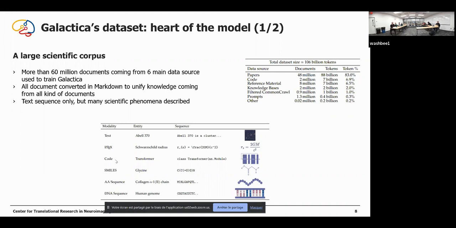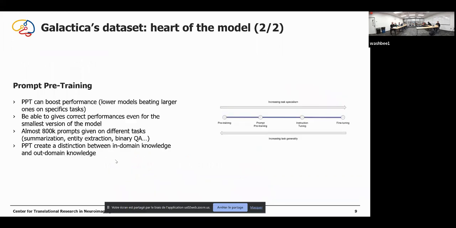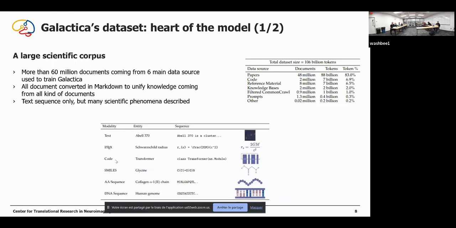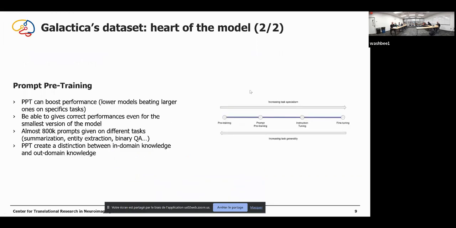So even if Galactica uses only text sequences, many scientific phenomena were described in the text used as datasets. In the different data sources, we can see there are some prompts. So I will talk a little bit about why they use prompts in their datasets.